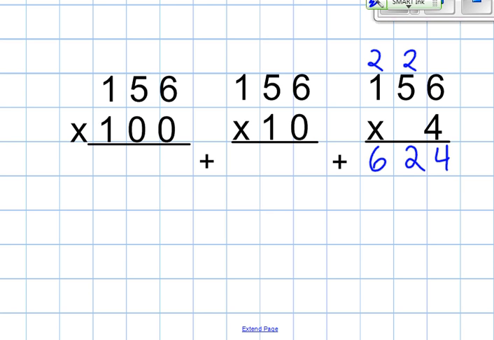Here, we're multiplying by 10, right? So the first thing is 0 goes down. Right? We've taken care of that 0. Now 1 times 6, 1 times 5, and 1 times 1.